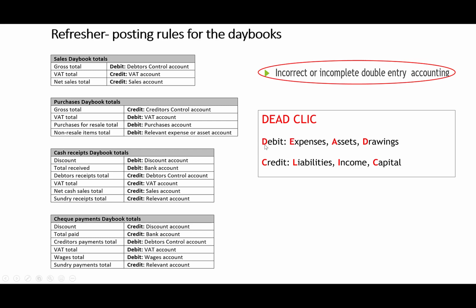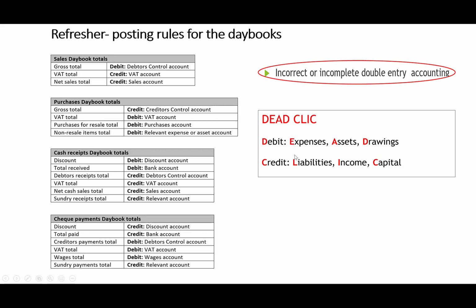So DEAD, debit for expenses, assets and drawings. Now what I mean by that is, if I know that an expense item needs to be created, the accounting rule is that an expense item must have a debit balance. So I will need to debit the expense account. So if I need to, say, create an expense for rent, so I open up my ledger account for rent, my T account, and I'll put the amount of rent on the debit side. Okay, that creates an expense account, so debit for expenses.